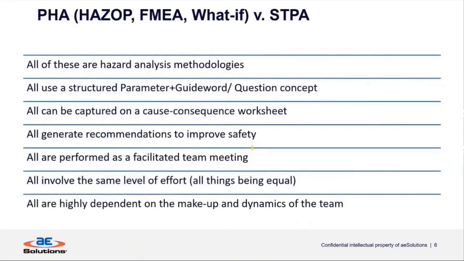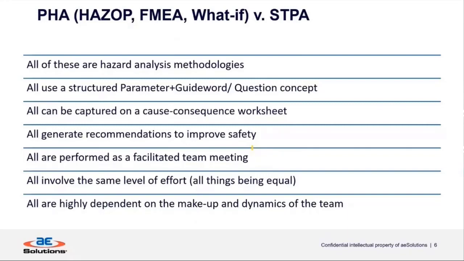Now let's first look at similarities between PHA, our PHA methods, and STPA, again, systems theoretic process hazards analysis. These are all hazard analysis methodologies. They use the structured parameter plus guide word / question concept. Okay, very similar to what we do. All can be captured on a cost consequence worksheet. All generate recommendations to improve safety. They're performed with a facilitated team. They involve the same level of effort, all things being equal.